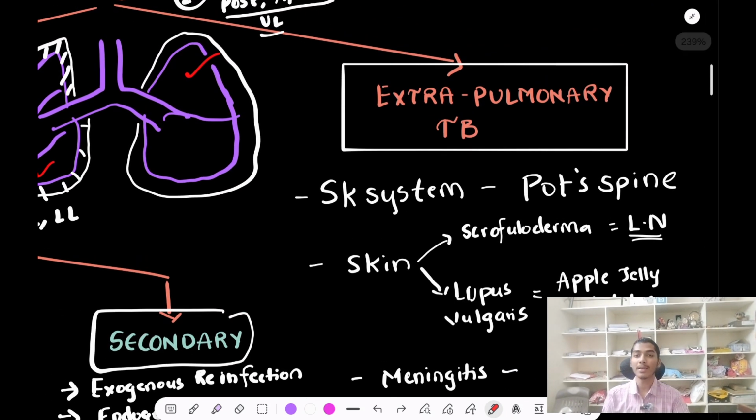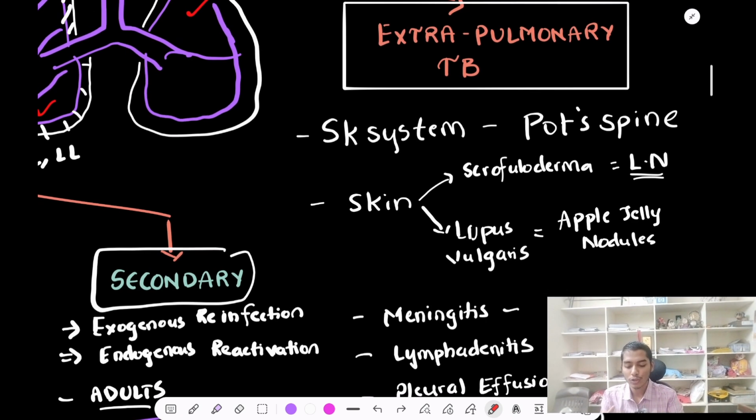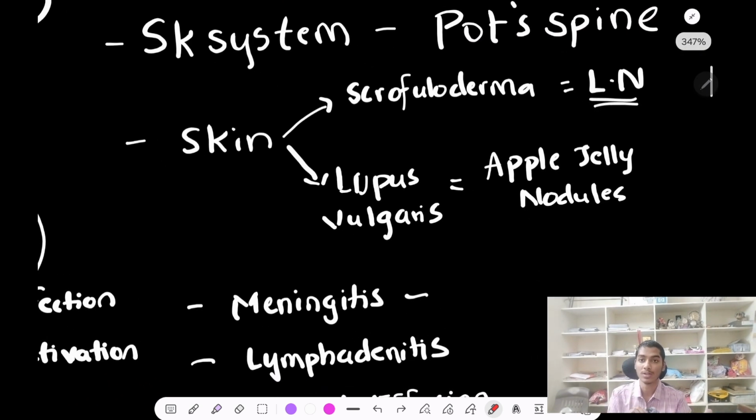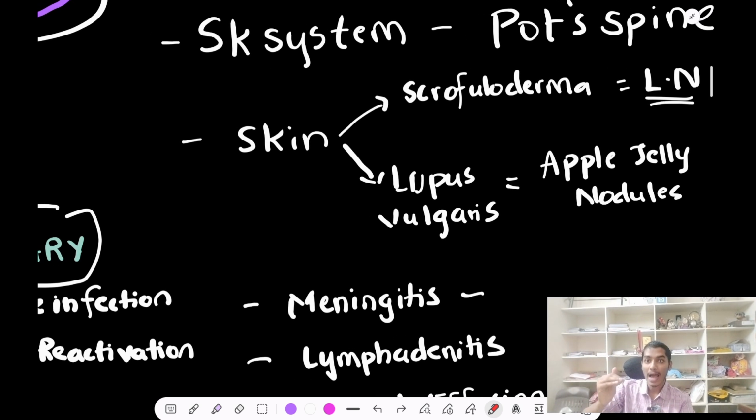In extrapulmonary TB, what is the thing that you will be hearing so many times about TB? TB infects every part of the body except hair and nail, because they are not living, right? So it infects every part of the body which is living. First we'll discuss the skeletal system. In the skeletal system, it has Pott's spine, right? Whereas in skin, we have scrofuloderma as well as lymph nodes. In scrofuloderma, it involves the lymph nodes. Whereas the apple jelly nodules that we have are lupus vulgaris. So it involves the skeletal system, skin, and from head to toe.